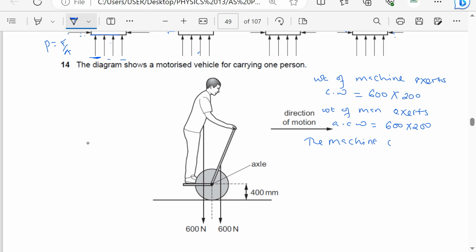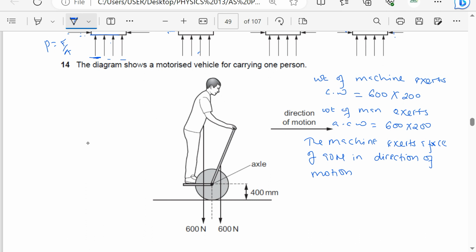The machine exerts a force of 90 newtons in the direction of motion. In the direction of motion, what does that imply?